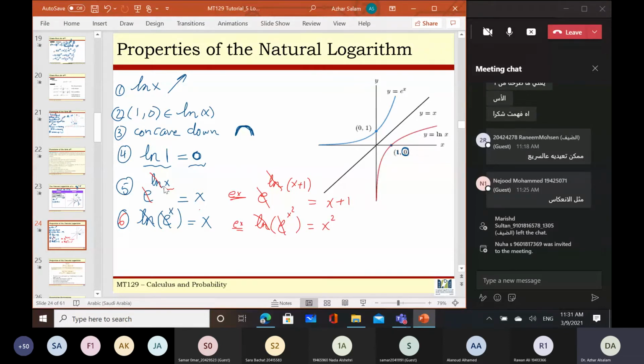How can we use these properties? In some equations, I could have ln x. How to get rid of ln?